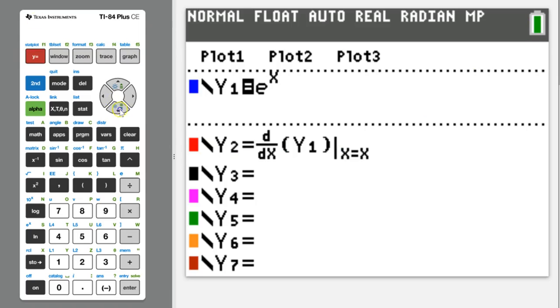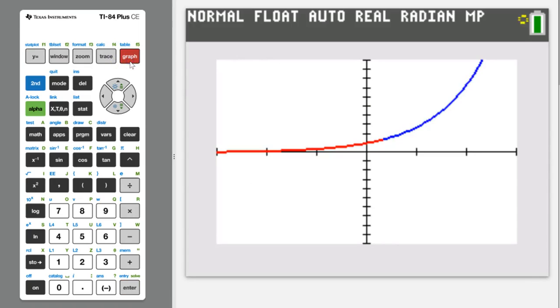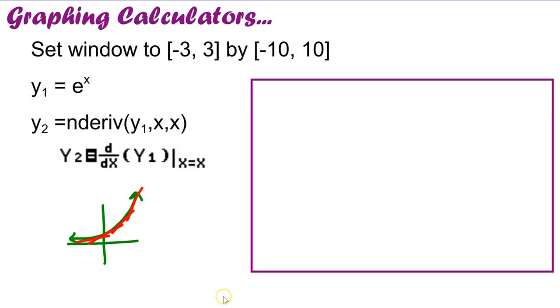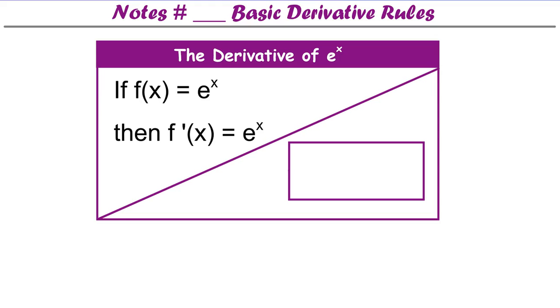Now I'm going to turn on the derivative graph as well. So that'll be red. Wow. Did you notice that red graph graphed exactly on top of that blue graph? They are the exact same thing. So what does that tell us? That tells us that the derivative of e to the x is actually e to the x. It equals its own derivative. So this is going to be our first derivative rule. So let's go ahead and start our notes. This is notes number 19.